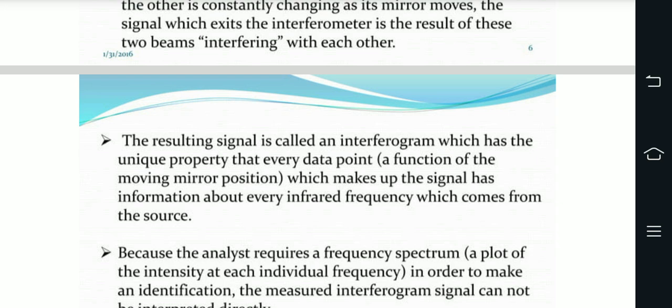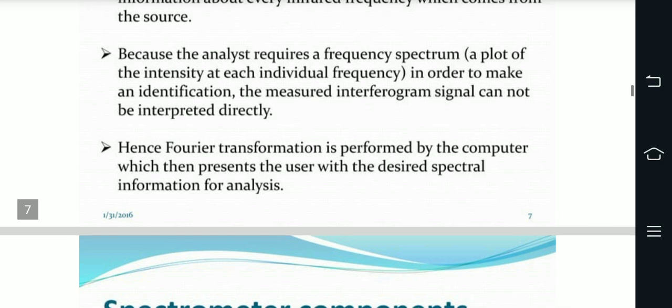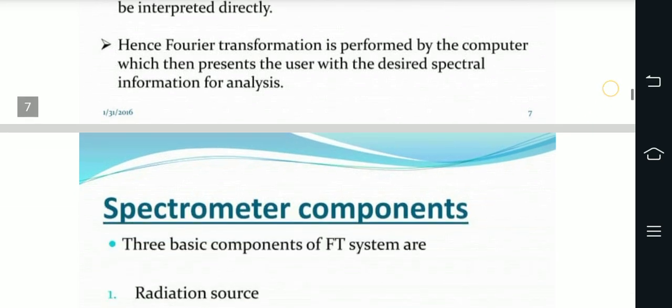The resulting signal is called an interferogram, which has the unique property that every data point, a function of the moving mirror position, which makes up the signal, has information about every infrared frequency which comes from the source. Because the analyst requires a frequency spectrum, or plot of the intensity at each individual frequency, in order to make an identification, the measured interferogram signal cannot be interpreted directly. Hence, Fourier transformation is performed by the computer, which then presents the user with the desired spectral information for analysis.